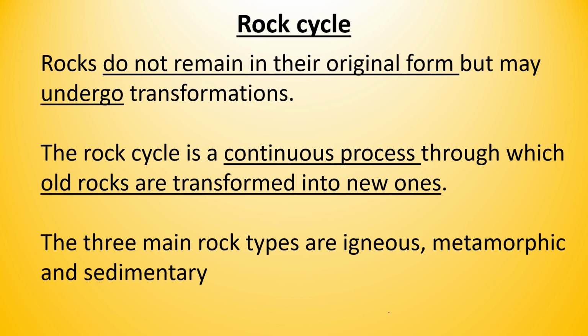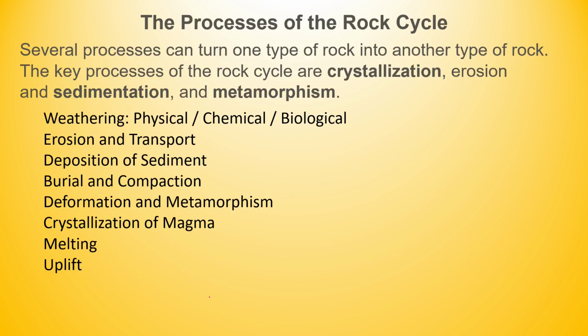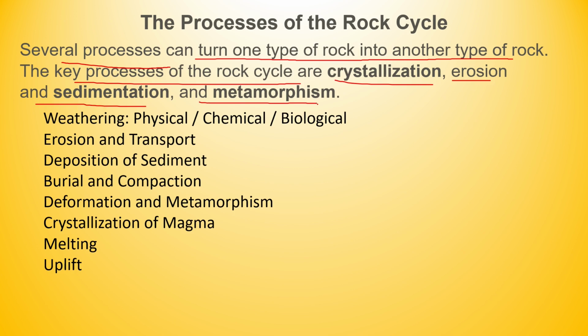The rock cycle is a continuous process. It's a dynamic process through which old rocks are transformed into new ones. The three main rock types we have learnt already: igneous, metamorphic and sedimentary rocks. The process of the rock cycle is one in which all processes generally take place. Several processes are there. It can turn one type of rock into another type of rock. The key processes of the rock cycle are crystallization, erosion and sedimentation, and metamorphism.